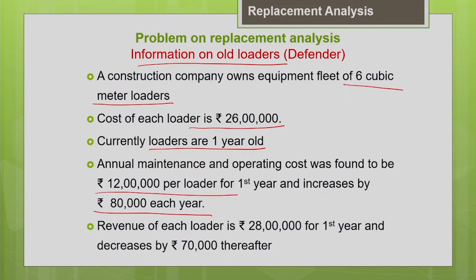As you know, as the machine ages, the maintenance, repair and operating cost will increase. That is what is given here. Its initial maintenance and operating cost is 12 lakh for the first year, but after that it increases by rupees 80,000 every year. The revenue of the loader is rupees 28 lakh for the first year, and after that the revenue decreases by 70,000 rupees thereafter. As the machine becomes older, its revenue also reduces because of the increase in the operating cost of the machine. Now let us look into the information on the new loaders.